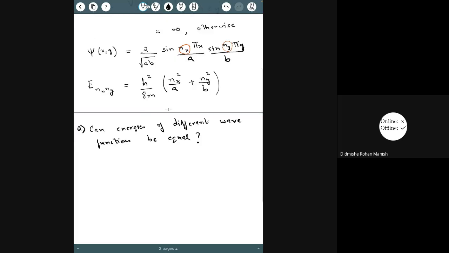So of course you see that it can be, under the situation that nx squared by a plus ny squared by b. Ma'am, it should be a squared and b squared in the denominator. Oh, I am sorry. Yes.